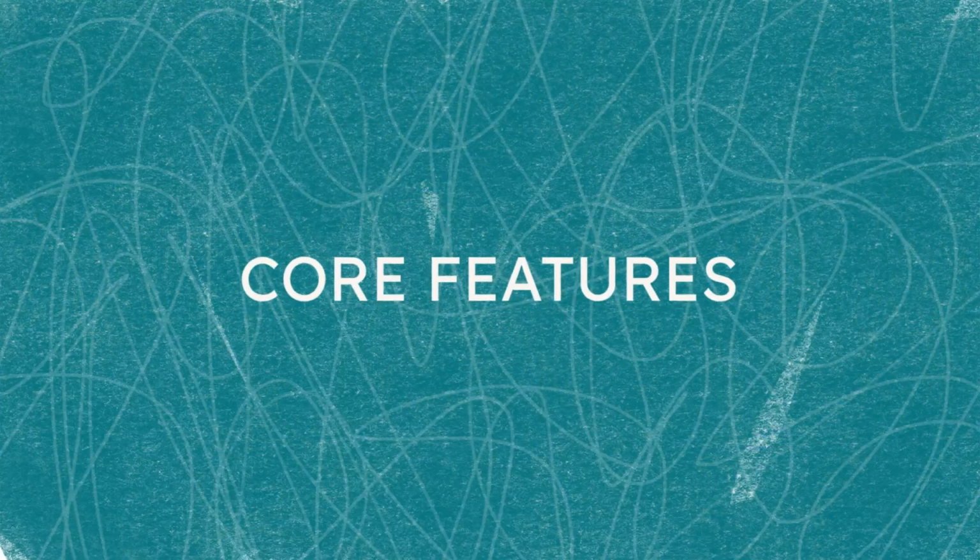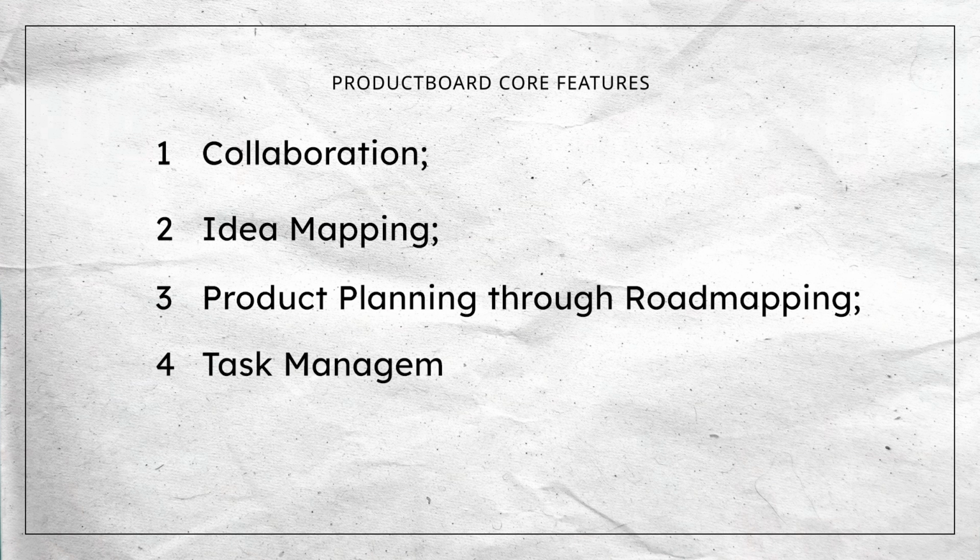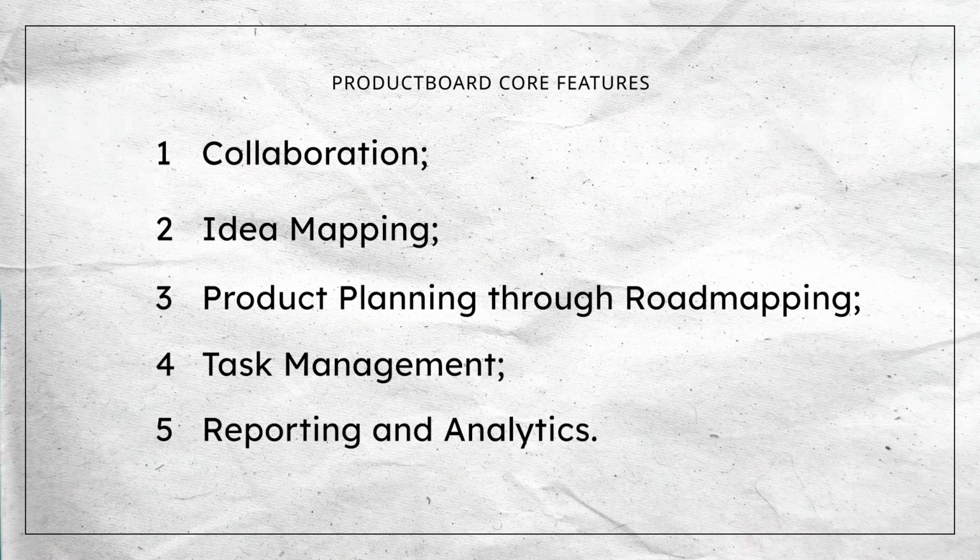Now that we're all signed up, let's talk about core features. When reviewing a product management tool, there are a few core features that we always look for, and those are collaboration, idea mapping, product planning through road mapping, task management, and reporting and analytics. As we dig into the tool, I'm going to hone in on those specific areas along with a few other criteria.